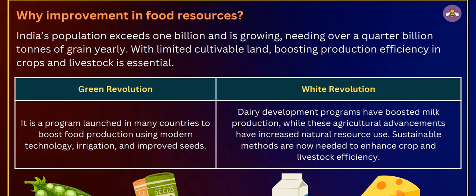And how will they boost the production of food? By using modern technology, irrigation methods, and improved seeds, that is higher yielding variety seeds, HYV seeds, using fertilizers and all. While the white revolution was in terms of a dairy development program. Now see, production of milk was there, but to increase the production of milk, some food materials were introduced to provide to the livestock, and then by eating them they will provide more milk. So these two sustainable methods were introduced in the country to improve the food resources.